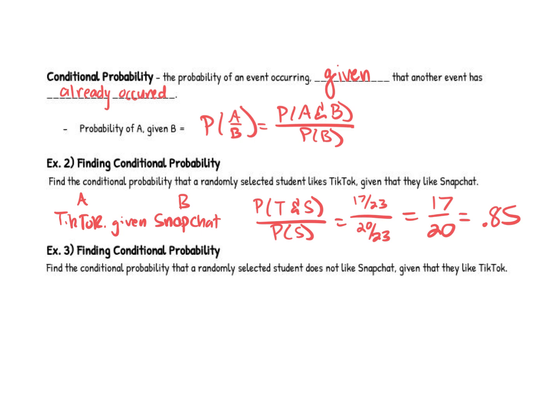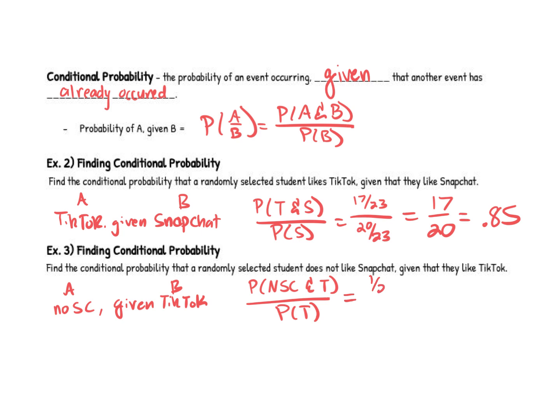And then looking at example 3, find the conditional probability that a randomly selected student does not like Snapchat given they like TikTok. So no Snapchat given TikTok. This time no Snapchat is A, TikTok is B. We want the probability of no Snapchat and TikTok divided by the probability of TikTok. Looking at our probabilities above, that's 1 over 23 and 18 over 23, which reduces down to 1 over 18. And there's our conditional probability.